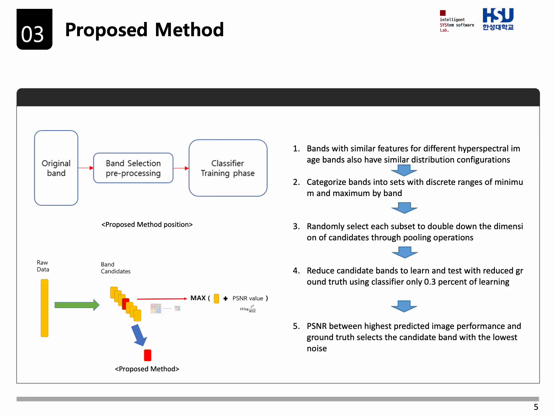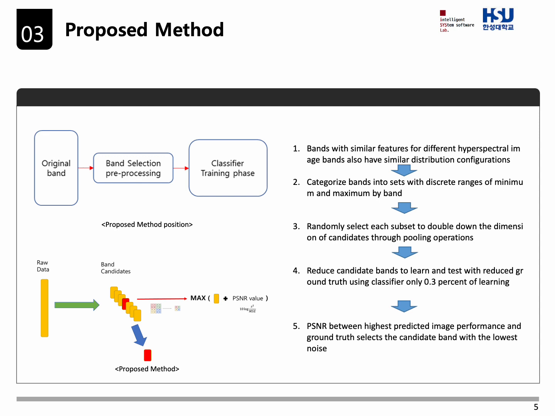Then, the proposed methods. First, bands with a similar factor for different hyperspectral image bands also have similar distribution configuration. Second, categorize bands into sets with a discrete range of minimum and maximum by band. Third, randomly select from each subset to reduce the dimension of candidates through the pooling operation.